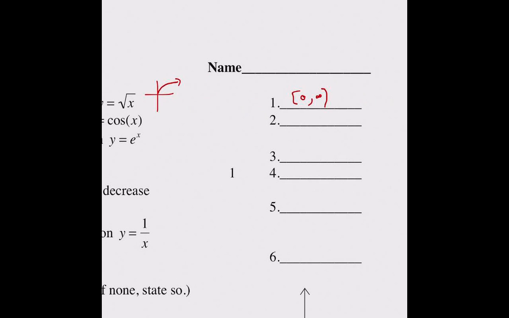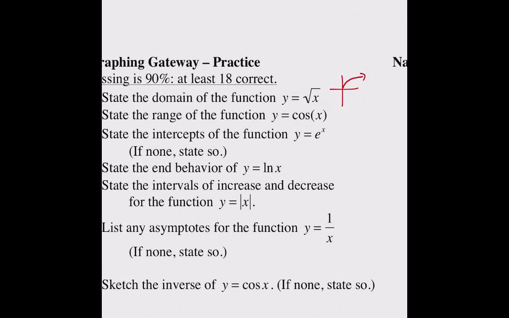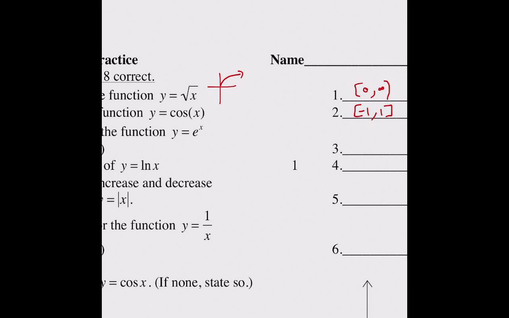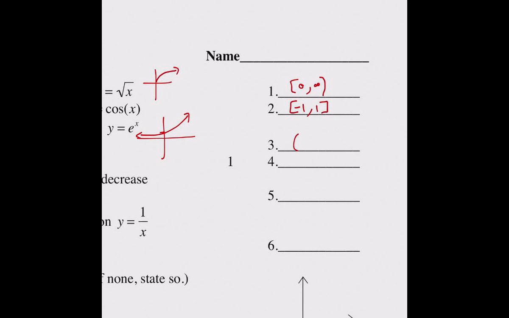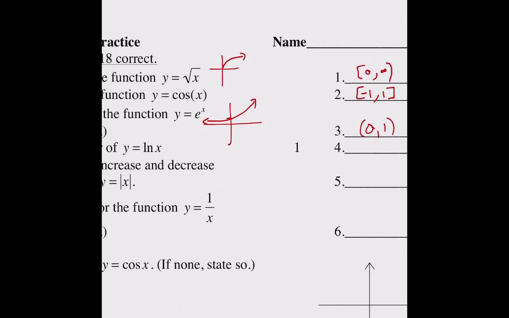You guys got the range of cosine, -1 to 1. Anything unusual about that? And then it says, state the intercepts of the function y equals e to the x. It only has one intercept. You have to know how to do e to the x. The graph of it has one intercept, and it happens at 0, 1. Now, what would change that is any transformation of e to the x would change that intercept. So just be prepared for some kind of transformation of that, but that's the idea.